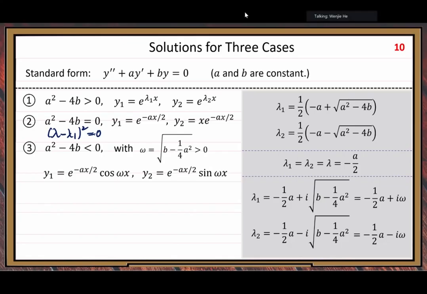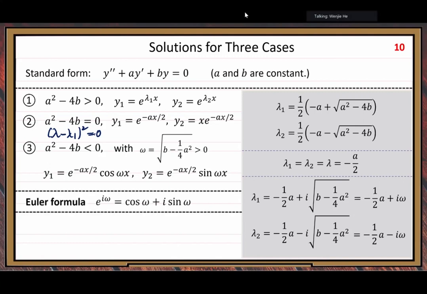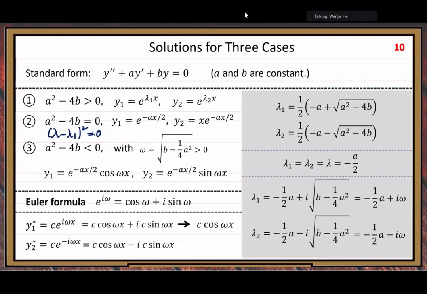Another question: linear independence. How do you know y1, y2 are linearly independent? Here I tried to explain how to get rid of i, but we did that before, by adding together.